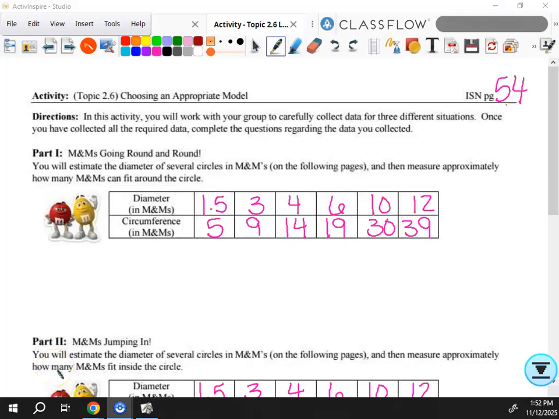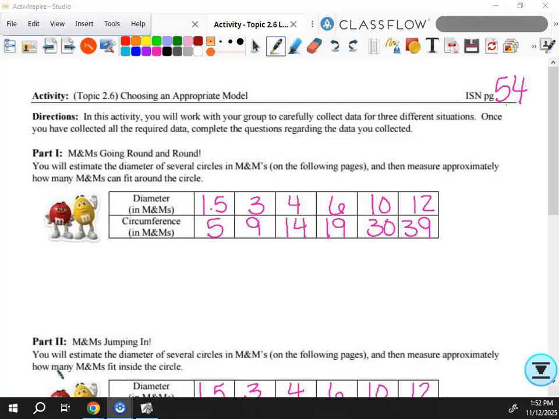This is my data, not your data, so don't copy my data down. Unless you were not here and you're watching the video, then you can copy my data down. But would you expect my data to be exactly the same as yours? No. Should it be semi-close? Yes. Okay, semi-close, right? But we're measuring with M&Ms. There's a lot of room for error, right?